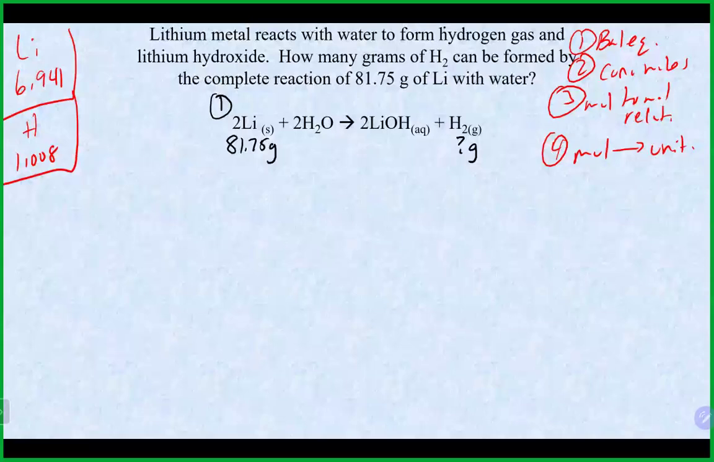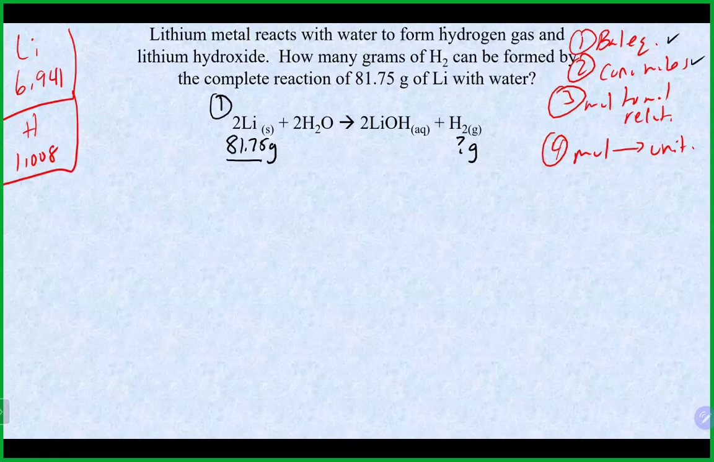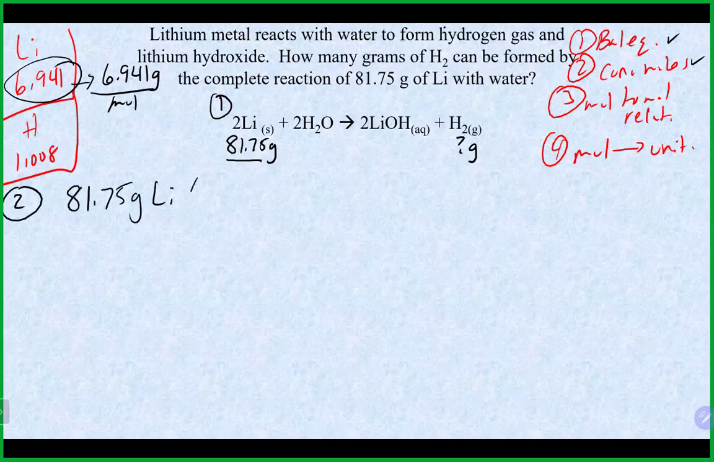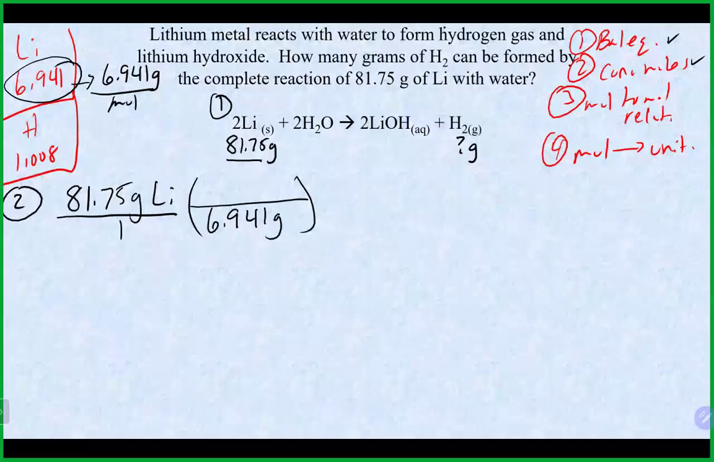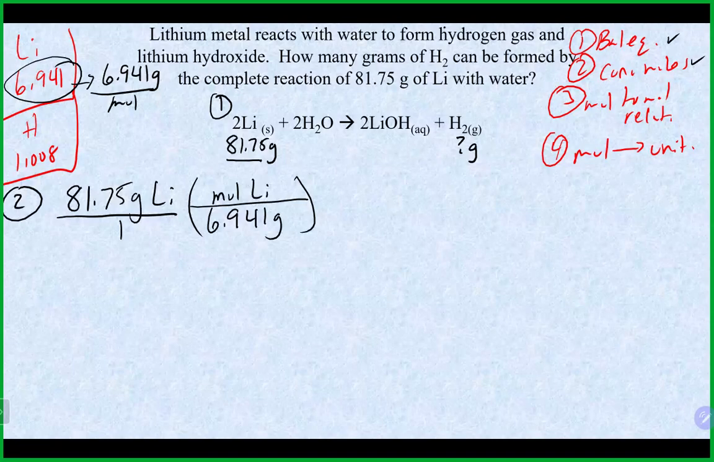So step number 2 is convert to moles, and in this case, we do need to do that since we were given it in grams. So for step number 2 here, we would go to the periodic table. That would give us the molar mass of lithium, 6.941 grams per mole, that we could use as a conversion factor. We'll take our 81.75 grams of lithium. Again, opposites are going to cancel here, so grams are on top. So we do need to put the 6.941 grams on the bottom and the moles of lithium up on top. Remember, we're multiplying the top and dividing the bottom. So those are going to cancel.